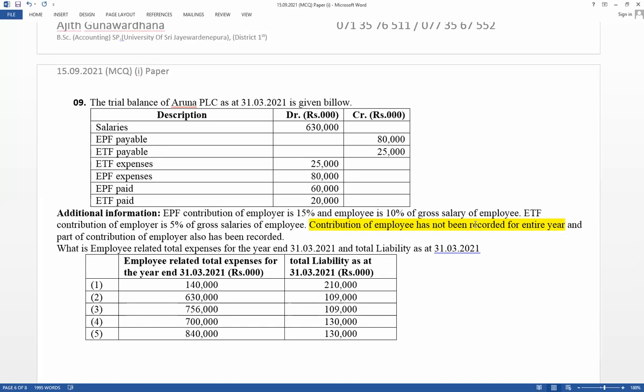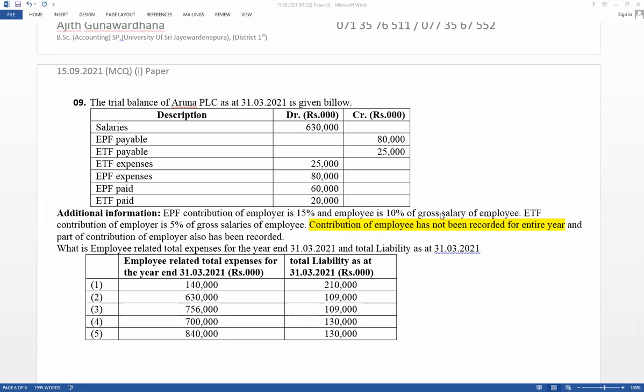That is the way you have to decide whether the salary in the trial balance is net or gross. Think EPF contribution of employee was not recorded. In this situation, the trial balance shows net salary. Then from the beginning, try to calculate gross salary. And EPF paid and ETF paid also given. They ask, what is the employee related total expense? As well as they ask total liability as at 31st March 21.